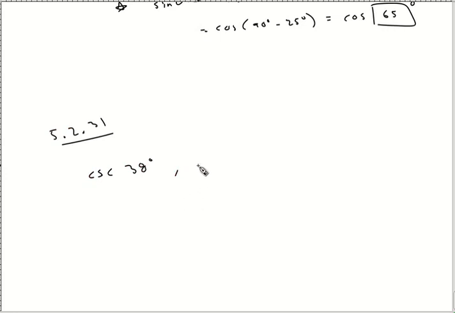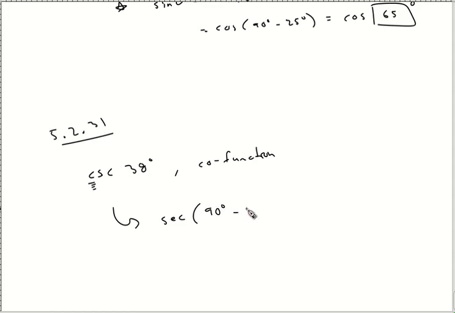Cosecant of 38 degrees, write the co-function. Now, it's already a cosecant. And so the co, it's like co of a co makes an unco, like two negatives make a positive. And so its co is a secant. Well, this is very simple to do.